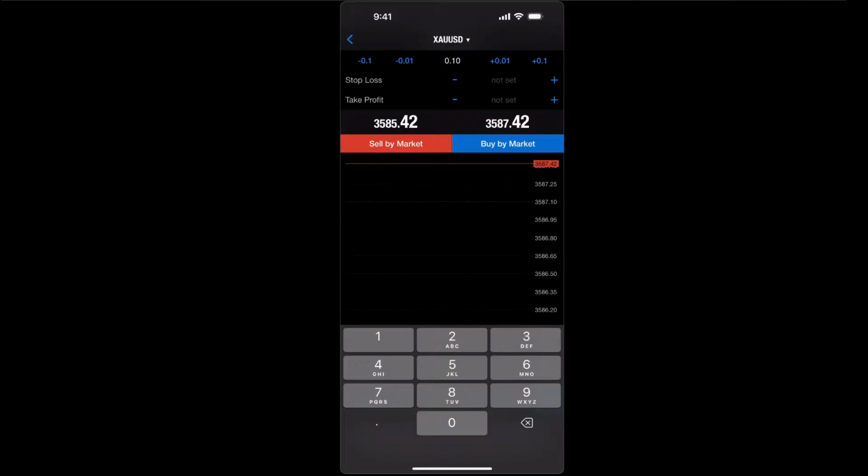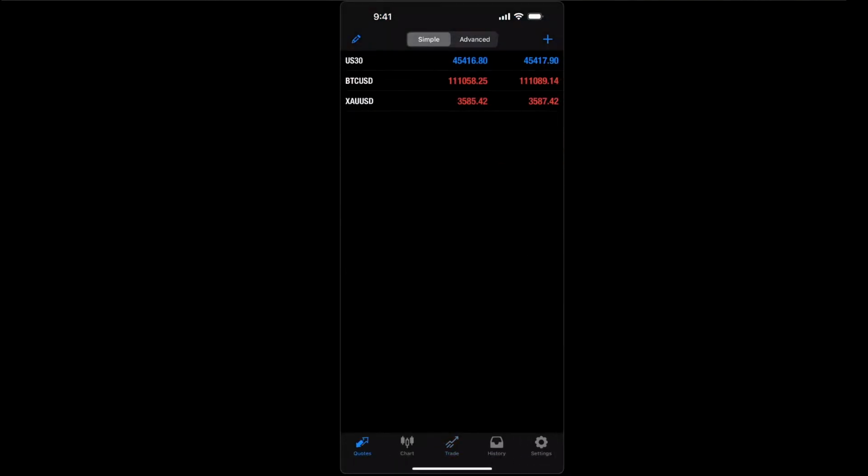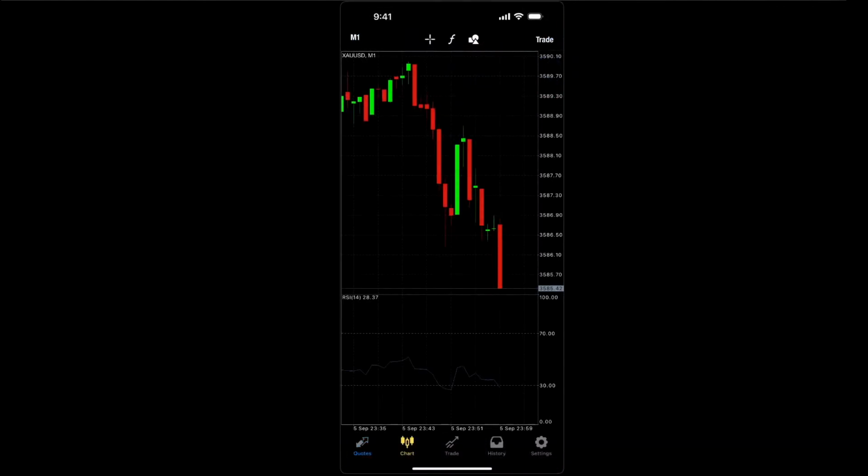And then from there, you're going to put your stop loss in and everything like that. I can't really show you anything like that because the market is closed right now. But yeah, that's the basics of everything. Also, if you hold this down and you hit chart, you can trade from the chart window as well at the top right.